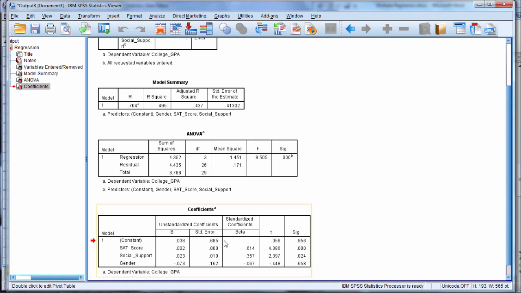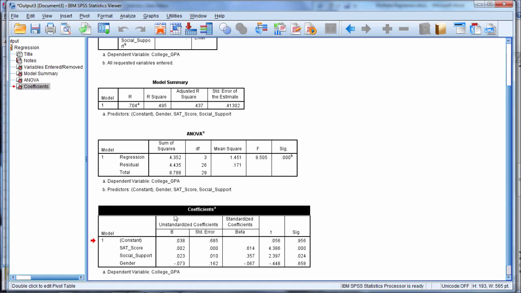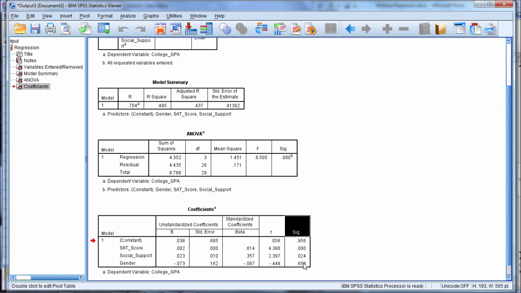What we do here is look at each of our predictors, and we want to zero in on this sig column once again, which are the p-values for each of the tests. Now in this analysis, the constant is not important to us whatsoever. What we want to focus on are the 3 p-values for SAT score, social support, and gender. So we're going to evaluate each of these tests at an alpha of 0.05.